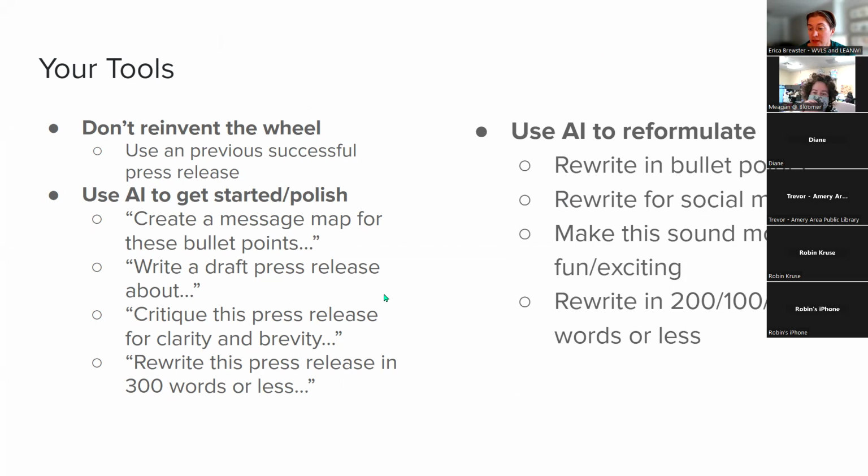So then again, use AI to get started, create a message map with these bullet points. Maybe you want to have it write the message map for you, write a press release, craft a critique of this press release, rewrite in bullet points. And all of this then can be used to write something for your website, hone it down, get it in there for social media in those different ways. That's what I have for written.